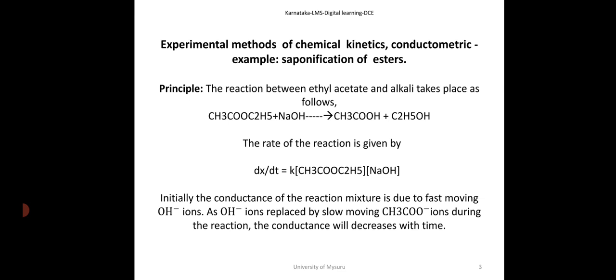Initially, the conductance of the reaction mixture is due to fast moving hydroxyl ions. As hydroxyl ions are replaced by slow moving acetate ions during the reaction, the conductance will decrease with time.